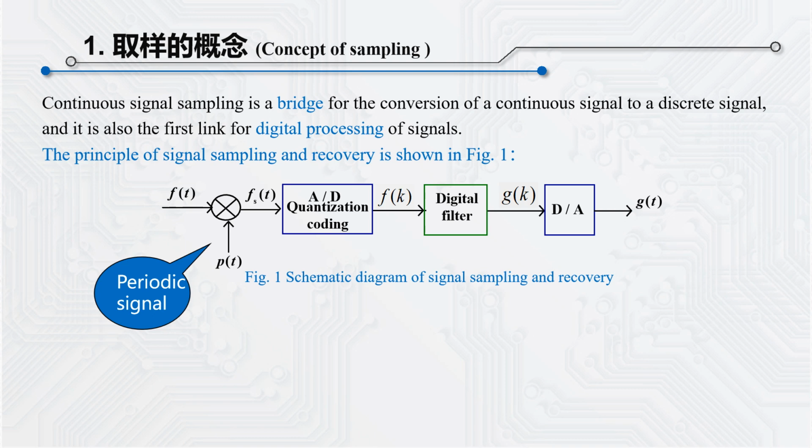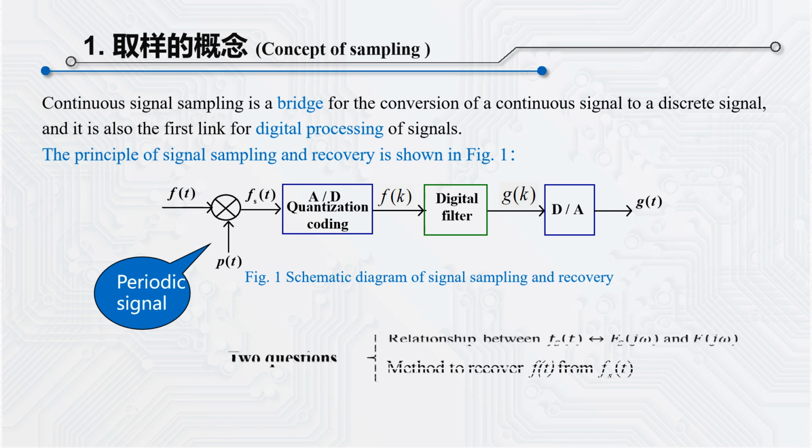Generally, the sampling pulse here is a periodic signal. It can be the ideal impulse sampling that will be discussed later, or it can also be rectangular pulse sampling. To discuss signal sampling, we should solve the following questions. First, what is the relationship between the spectrum Fs(jω) of the sampled signal fs(t) and the spectrum F(jω) of the original signal f(t)? Second, what method should be used to recover the original signal f(t) from the sampled signal?